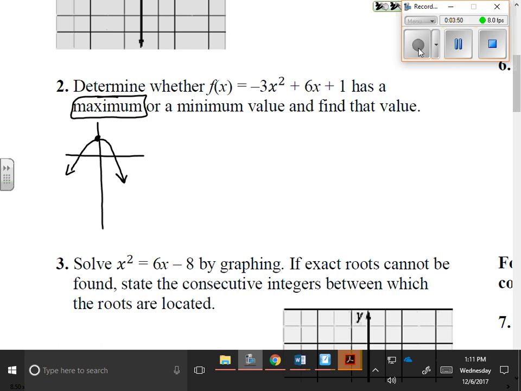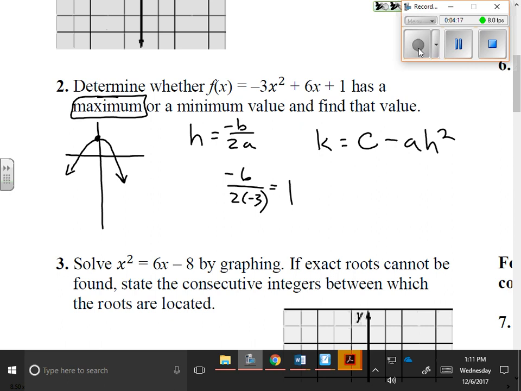The vertex is at h, k, and I have those formulas over here for h and k. H we know is negative b over 2a, and k is our c value minus a h squared. So negative b over 2a would be negative 6 over 2 times negative 3, which would still be 1. And our k value would be our c value, which is 1, minus a, which is negative 3, times h, which was 1, squared.